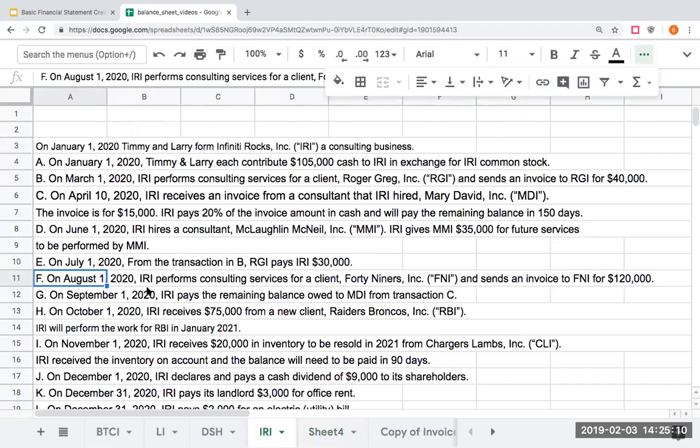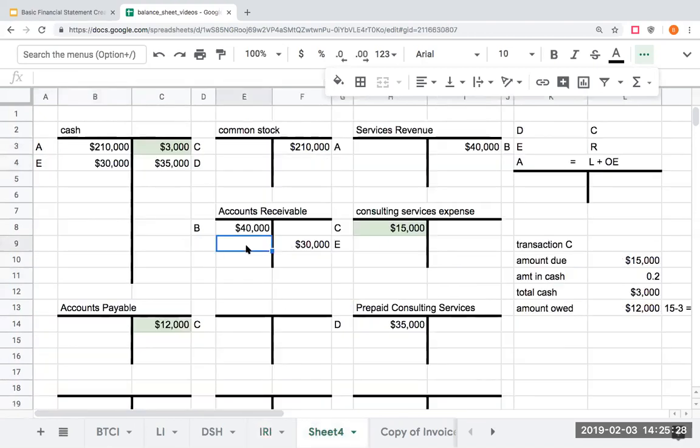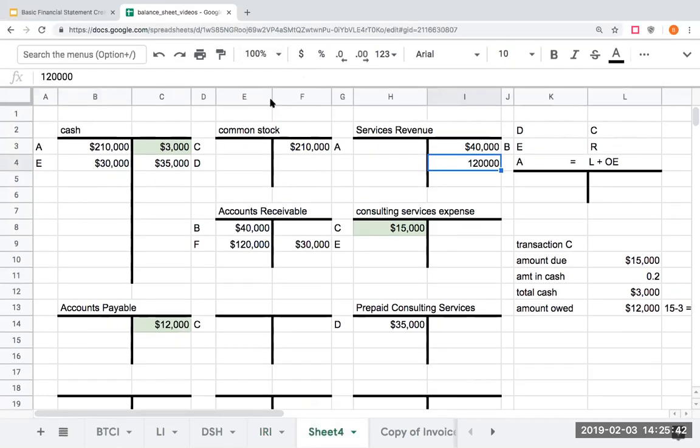Letter F. I perform consulting services for a client, 49ers Inc., and I sent an invoice to 49ers for $120,000. So this is very similar to transaction B, and in fact, it's so similar, we're going to record it the same way. So here, this is 120,000. This is letter F. So I'm going to debit accounts receivable for 120,000, and then I'm going to credit services revenue for 120,000. That's how I go through and record the transaction. Once I've gone through and performed the work, I can go ahead and recognize the revenue.